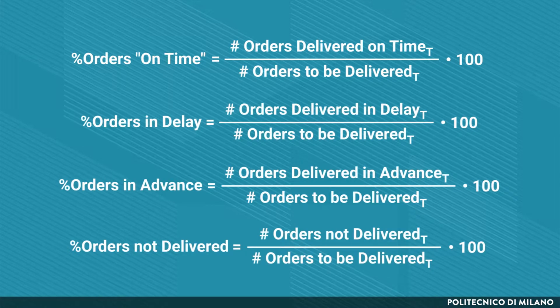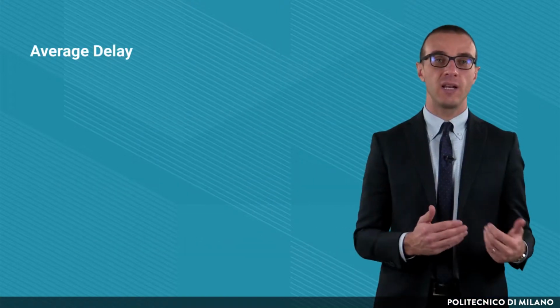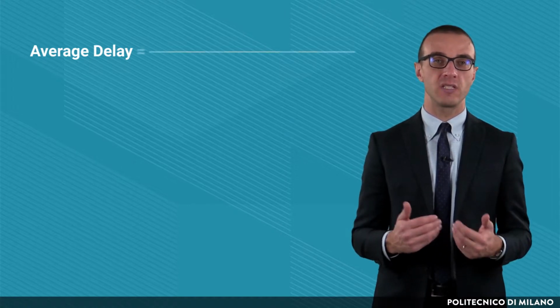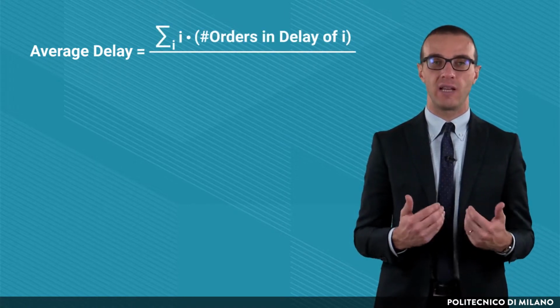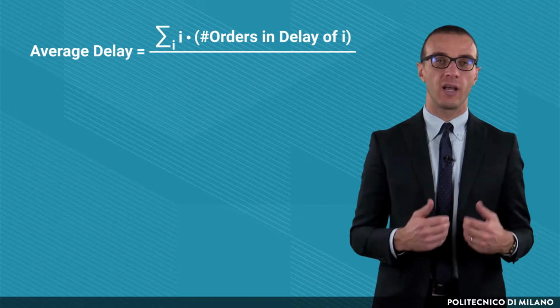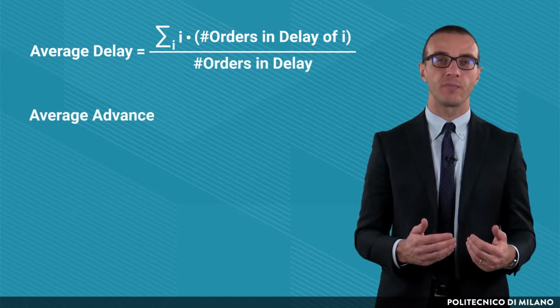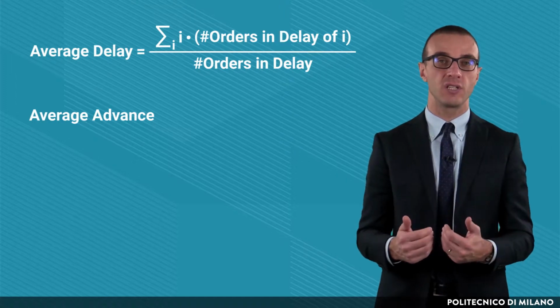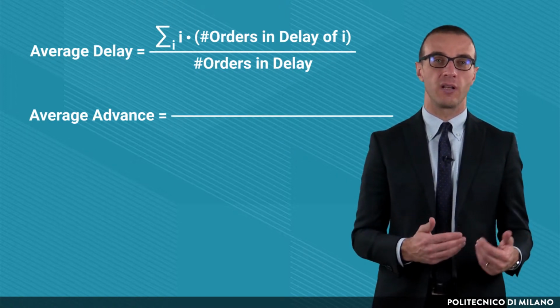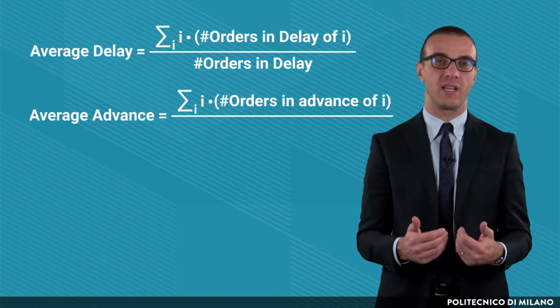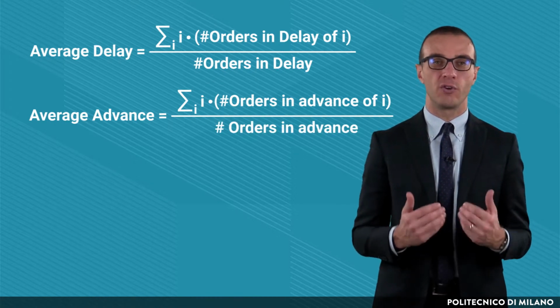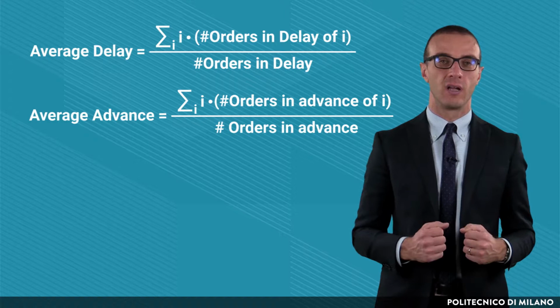By changing the numerator of this ratio, we may find the percentages of orders delivered in advance, in delay, or not delivered. The average delay of orders is computed as the ratio between the sum of the delays, measured in days, and the number of orders delivered in delay. Similarly, the average advance in the orders is calculated as the ratio between the sum of the advances, measured again in days, and the number of orders delivered in advance.